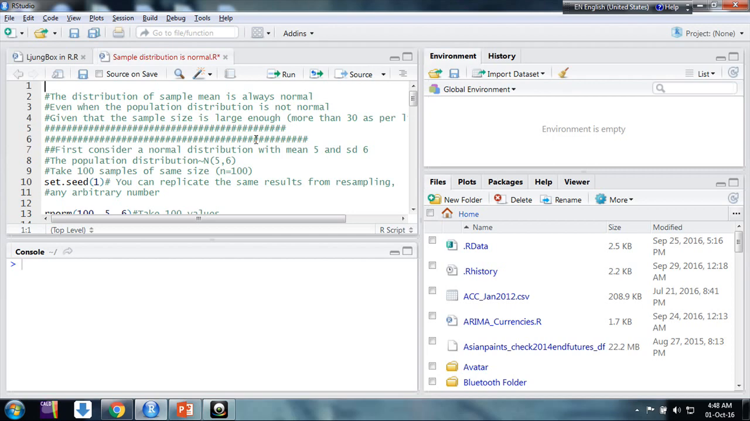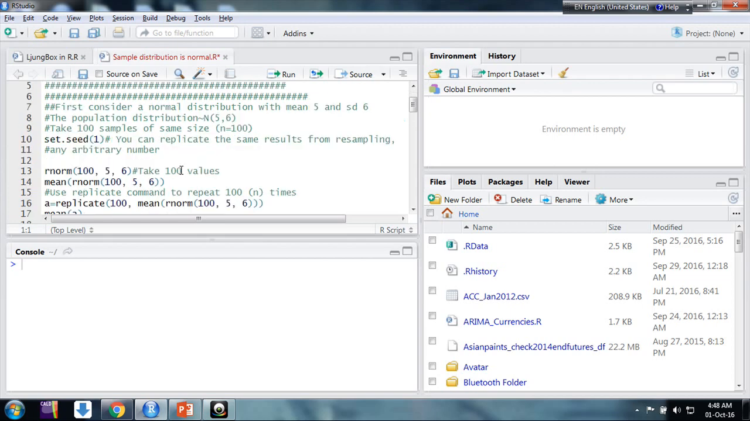The population distribution could be exponential or any other distribution, but whenever we take a sample of size more than 30, the statistic, the mean, would always follow a normal distribution. I would prove it by using three distributions here, generating and simulating in R.